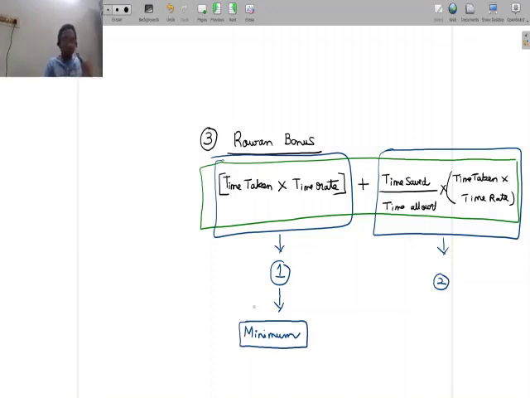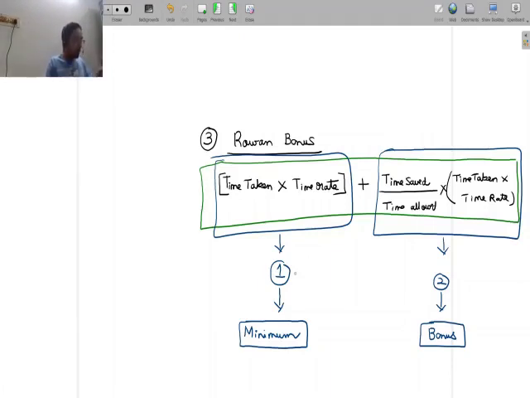Whatever is the time taken, multiply that with time rate. So this is the minimum. Then after the minimum, the second part talks about the bonus component. So when you look at Rowan's plan, if the total wages are to be calculated, you should do 1 plus 2. The two components must come inside, you should do 1 plus 2.